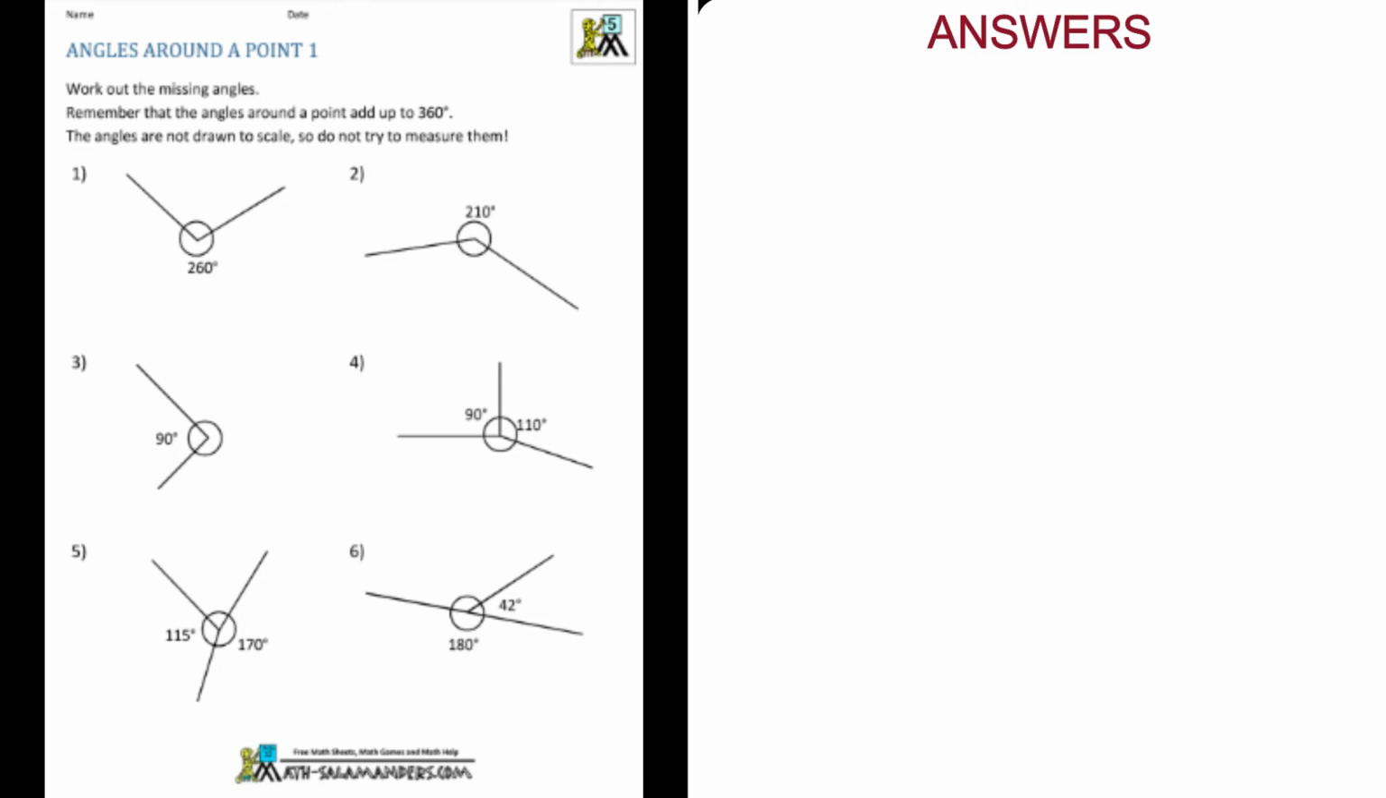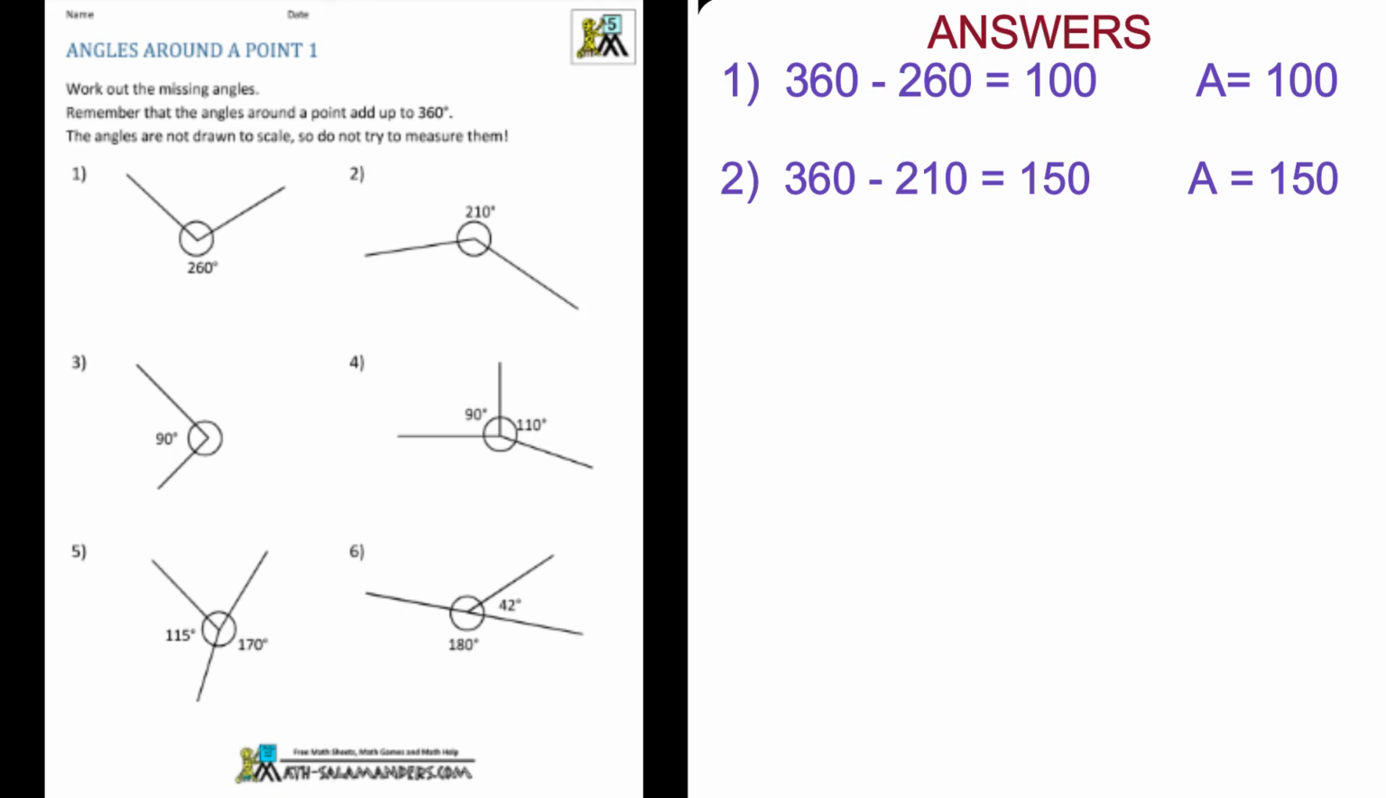All right, let's take a look. For number 1, you should have done 360 minus 260, which would have given you an answer of 100, so the missing angle is 100. For number 2, you should have done 360 minus 210, which would have left 150. So the missing angle is 150 degrees. For number 3, you should have done 360 minus 90, which would leave you with 270 degrees. So your answer is 270 degrees for that angle.